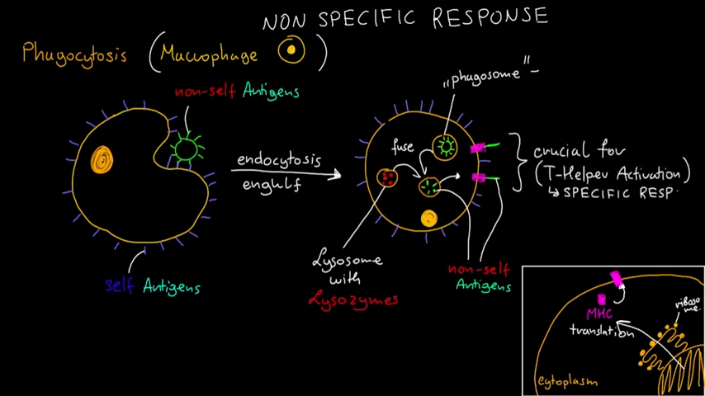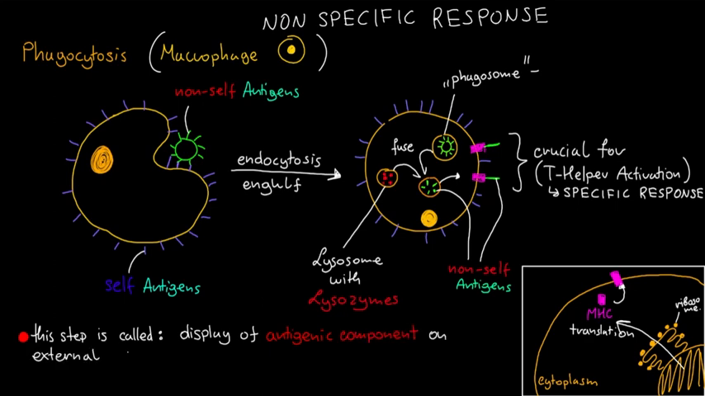So now we have a macrophage with a non-self pathogenic antigen sticking out of it. You are going to understand why we would need it later on, when we talk about the T helper activation stage of humoral response.